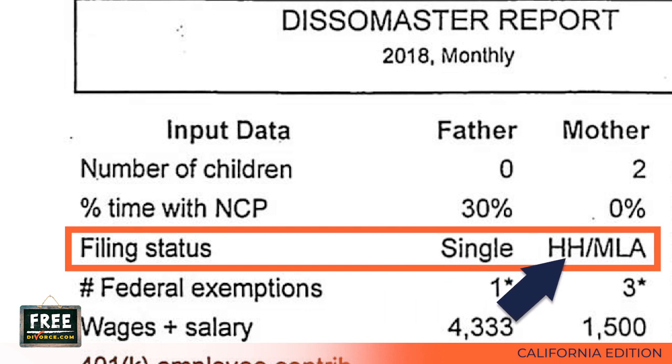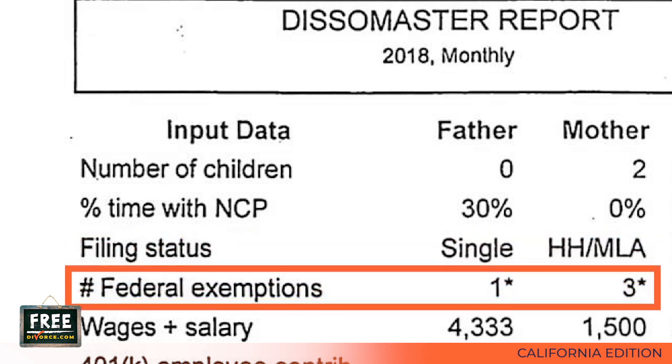The entry HH/MLA in mother's column stands for head of household or married living apart. In the next data entry line entitled Number Federal Exemptions, we indicate that father will have 1 tax exemption, himself, and mother will have 3 tax exemptions, herself and the 2 children.